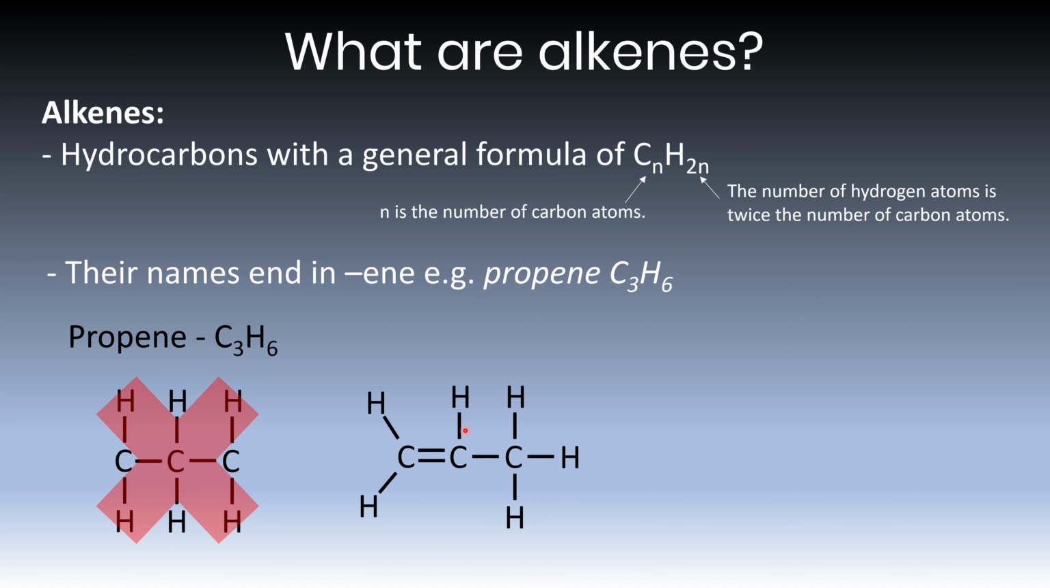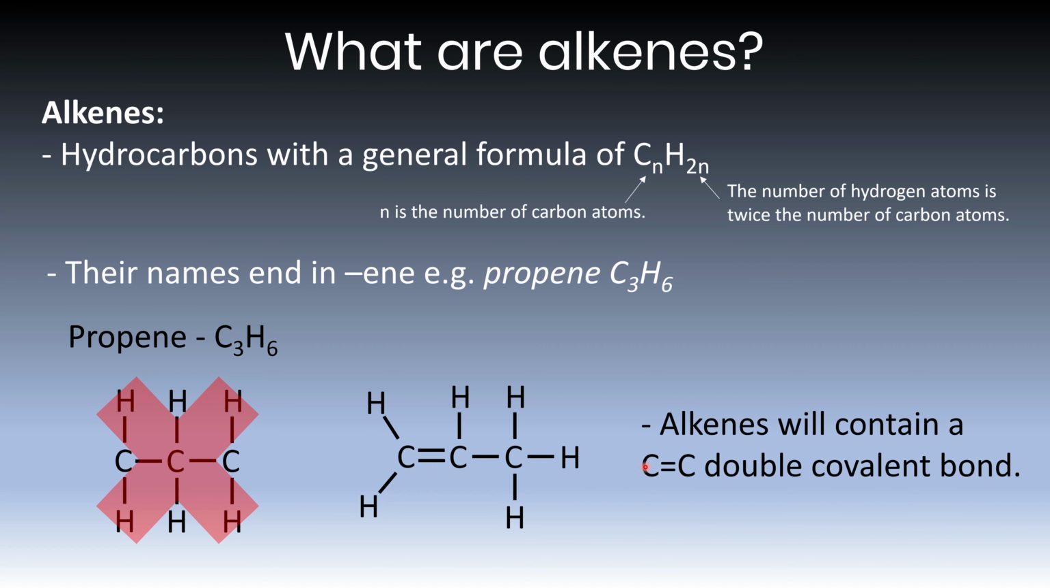So if we now count the number of hydrogens, 1, 2, 3, 4, 5, 6, it matches the formula. And if we look at every single carbon in the chain, it's formed a total of 4 bonds. And we achieved that with the formula of C3H6 by putting a double bond as one of the carbon-to-carbon bonds. So we can say the third rule about alkenes is that they will always contain a C to C double covalent bond, or a carbon-to-carbon double covalent bond.